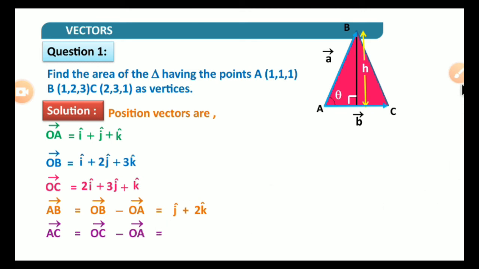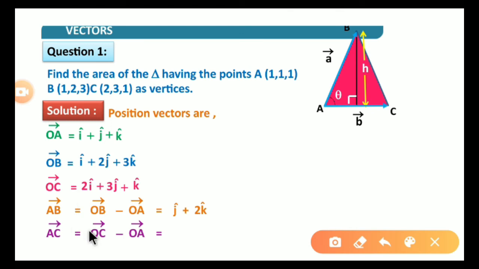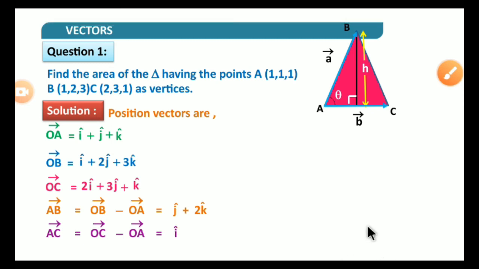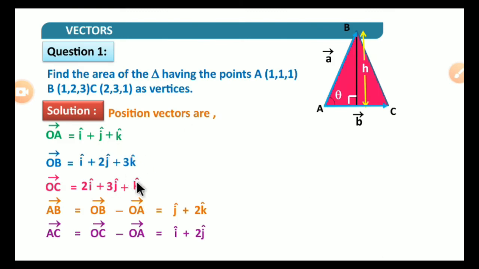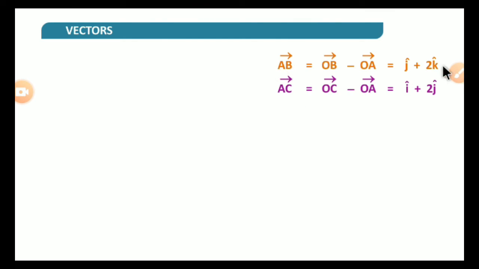Let us find AC, that is OC minus OA. Subtracting these terms, 2i minus i is i, 3j minus j is 2j, and k minus k is 0. Therefore, AC is equal to i plus 2j. Now we have the values of AB and AC. Let us find AB cross AC, because these two are the adjacent sides.